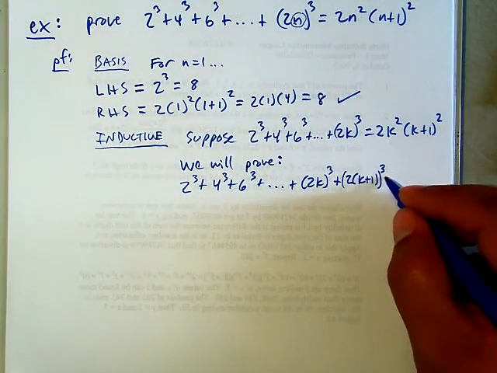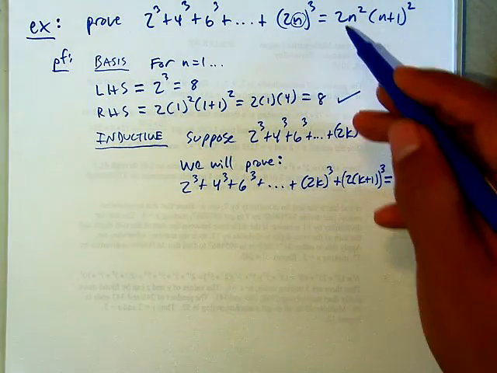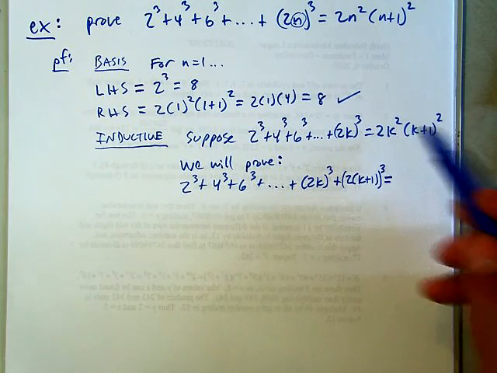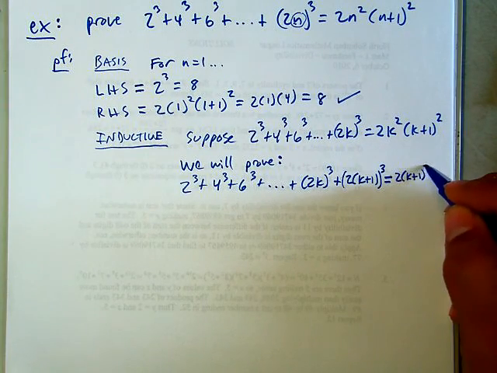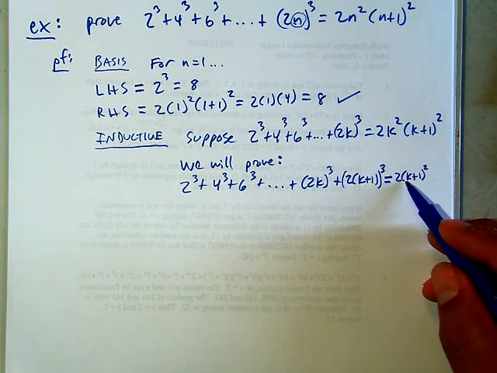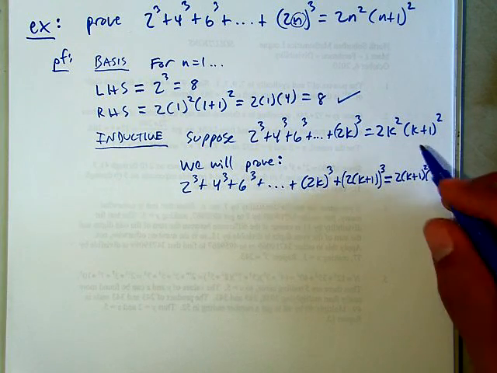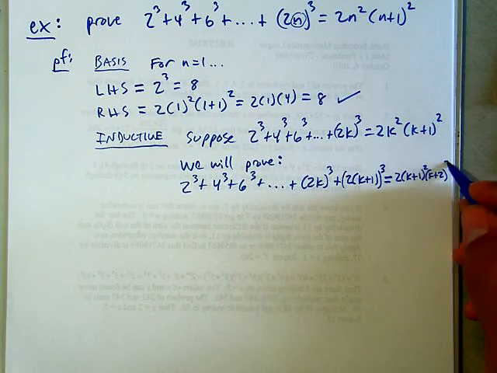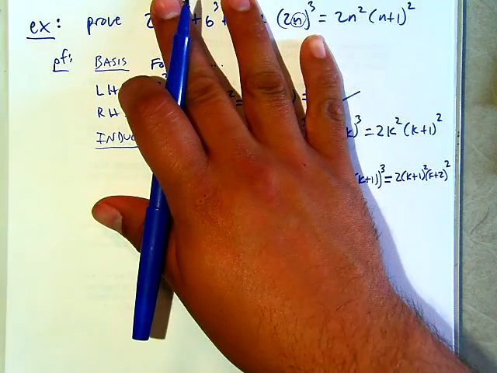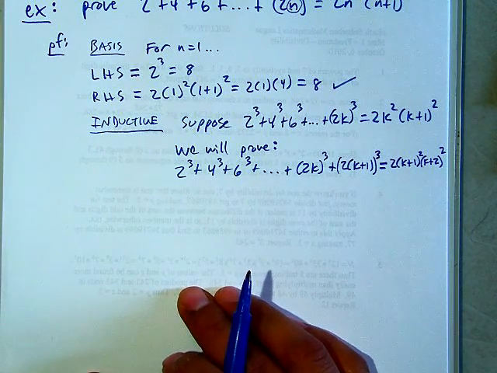On the right-hand side, I probably should write a little smaller. I do the same thing. All my n's, or in this case k's, become k plus 1's. So instead of k squared, it's going to be k plus 1 squared. Instead of just k plus 1, this k becomes k plus 1, which is k plus 2 squared. Okay?